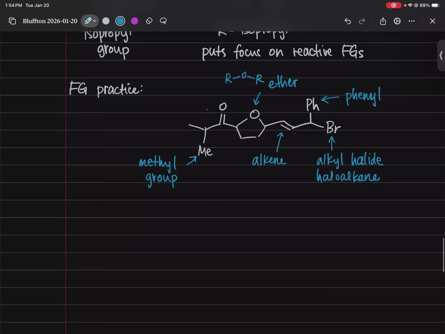Okay, maybe the trickiest one is this guy with a carbon-oxygen double bond. So the general name for all of the different C=O double bond compounds is carbonyl. But in this case, we specifically have a carbonyl that has two R groups attached to it, two carbons. And so what is that? Yeah, it's a ketone.